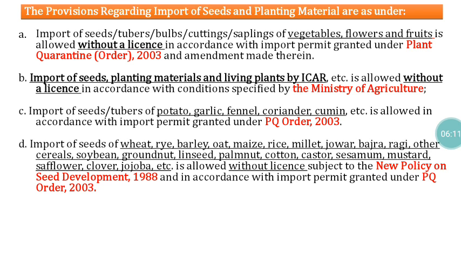And regarding import of seeds like wheat, rye, barley, oat, maize, rice, millet, jowar, bajra, ragi and other cereals, soybeans, groundnut, linseed, palm nut, cotton, castor, sesame, mustard, safflower, and jojoba, etc. is allowed. So both cereals and oil seeds are allowed without a license, subject to the New Policy on Seed Development 1988, in accordance with the import permit granted under Plant Quarantine Order 2003.